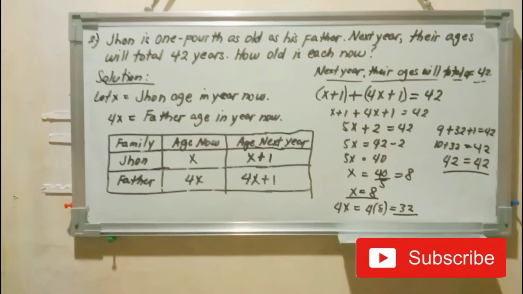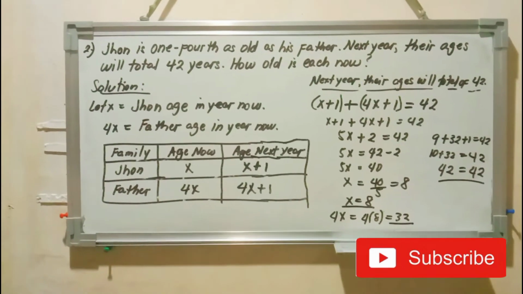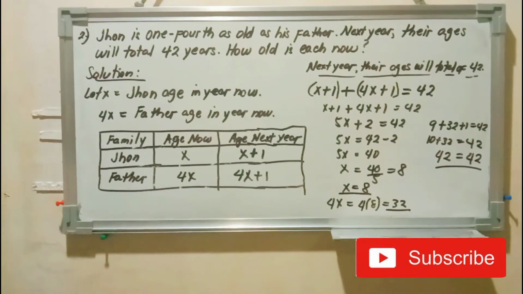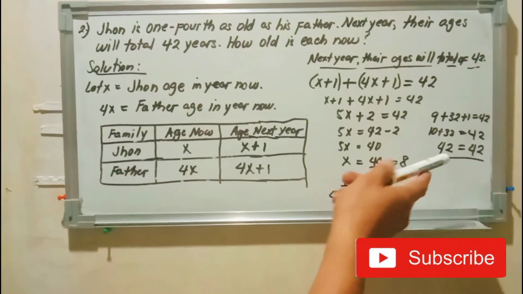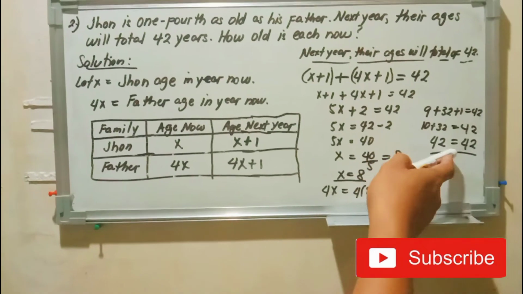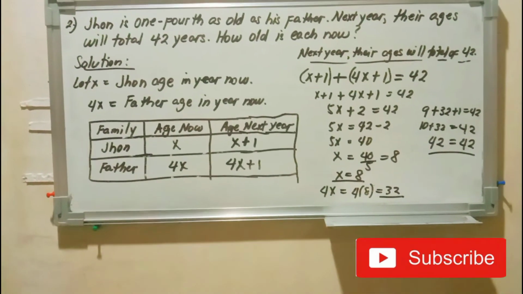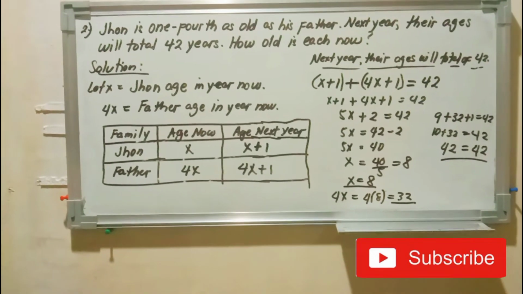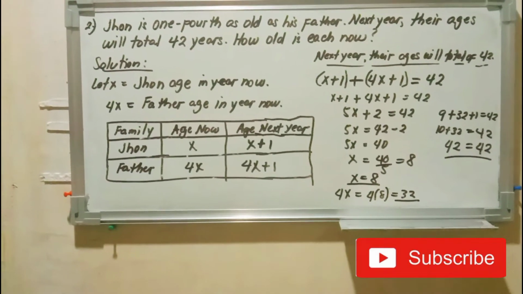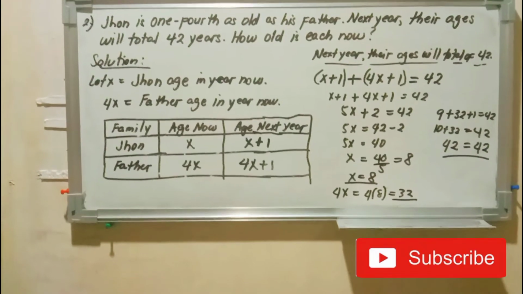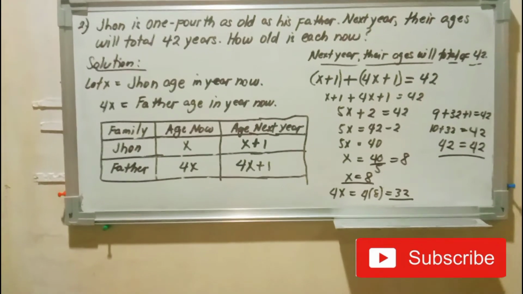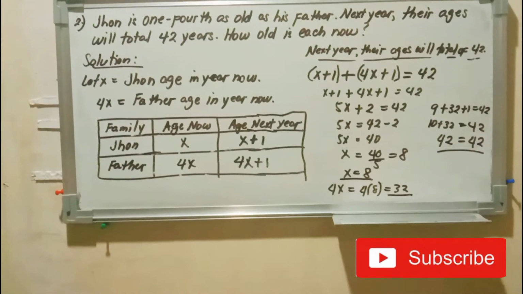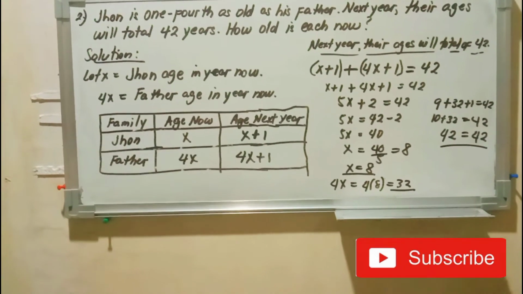So our solution in this problem regarding the ages of John and his father is correct, since the check gives 42. So our value for John is 8 and for his father is 32. Our answer is correct in this problem.